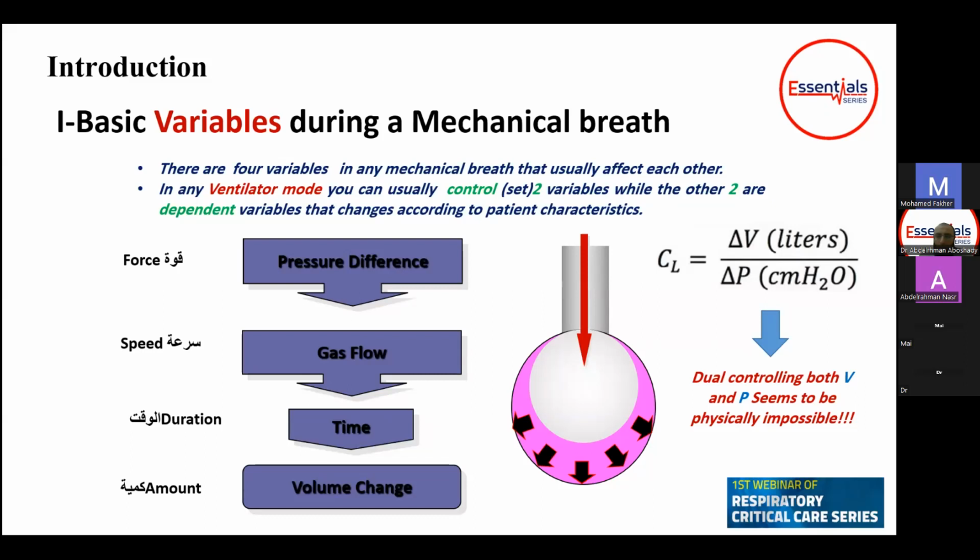If I control volume only, the pressure differs from one lung to another according to its compliance, or I control the pressure or the force, and the volume that this pressure pushes is different from one lung to another according to its compliance. So basically, dual controlling seems like an impossible mission. So how are we going to deal with this?